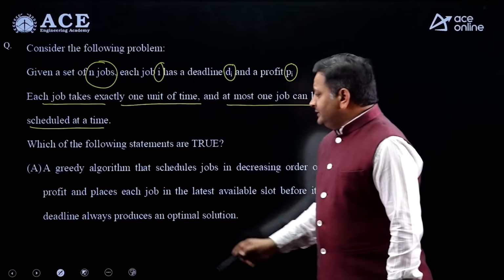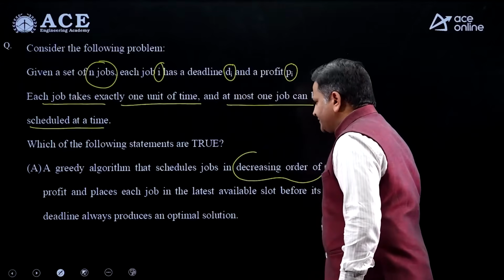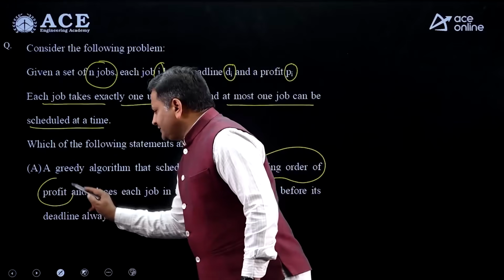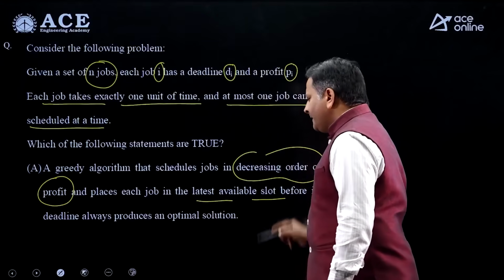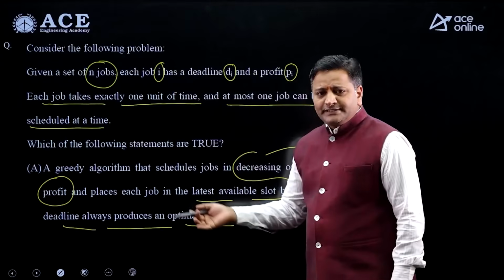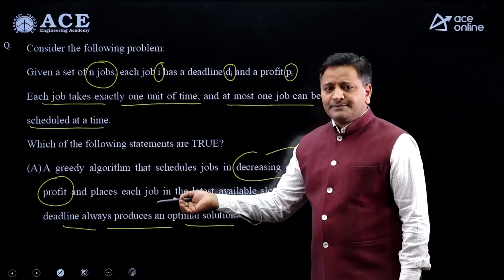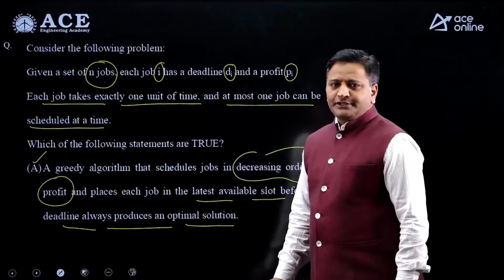Clear, friends? See, a greedy algorithm that schedules jobs in decreasing order of their profits and places each job in the latest available slot before its deadline always produces the optimal solution. It is a general principle to implement the job sequencing problem. That's why the statement is true.